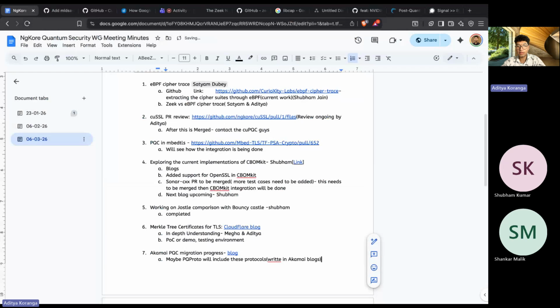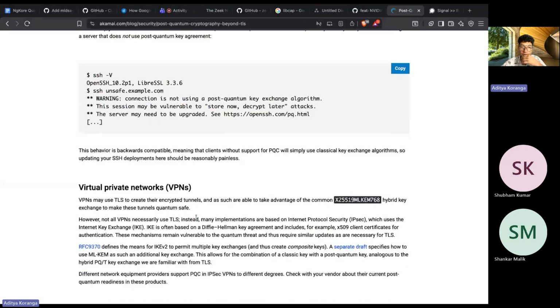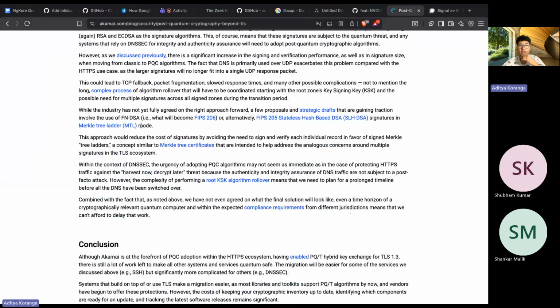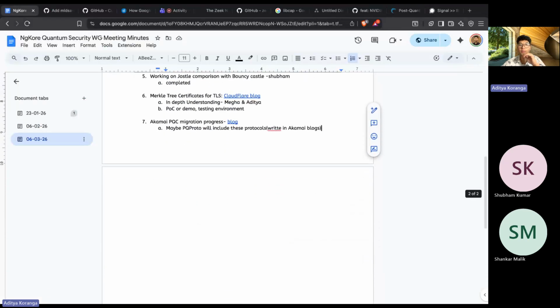Yes, and these all: SSH, VPN, messaging, the OpenPGP stack. Yeah, and it would be really good if we write our blog around Merkle tree certificates and Merkle tree ladder. I don't know how the industry is going to adopt Merkle tree ladder for DNSSEC, but itself it is a very interesting topic to me.